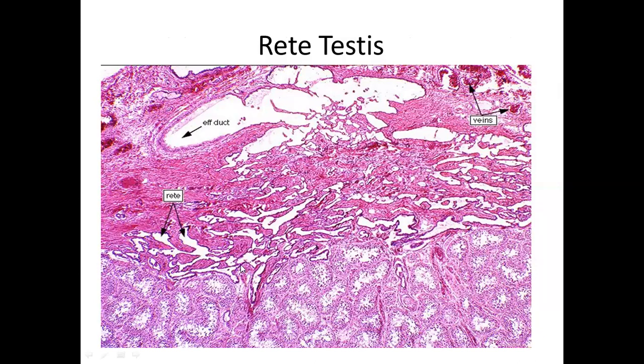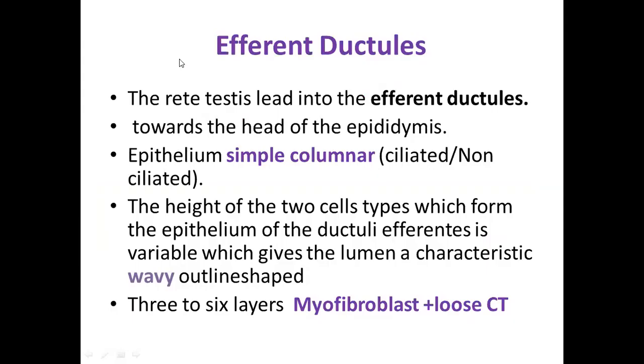From the seminiferous tubule there are straight tubules. These straight tubules open into the network of epithelium-lined channels, which is the rete testis, and from the rete testis they open into the efferent ductules from the connective tissue of the mediastinum, and then into the ductus epididymis. Again, looking at the efferent ductules, the rete testis leads into the efferent ductules, and then these efferent ductules lead towards the head of the epididymis.